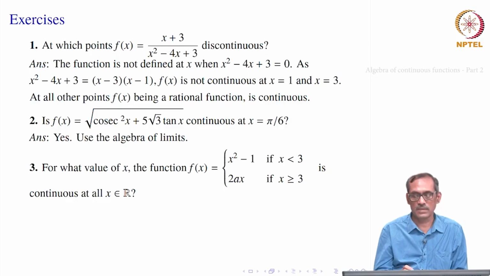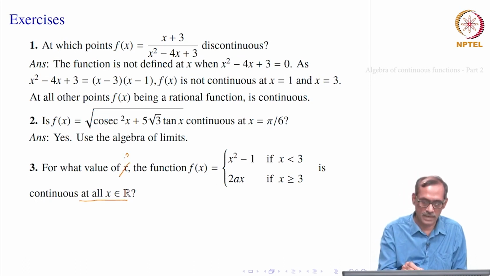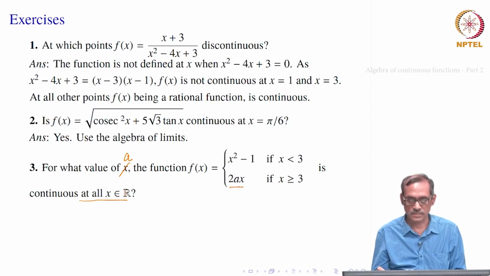Okay. So, now let us see the third problem. For what values of x, or value of x, is the function f(x) equal to this continuous at all x in R? Now, there is some problem in the formulation, because we are asking for all x in R. So, we would say: for what values of a, because a is involved here and a is not specified.